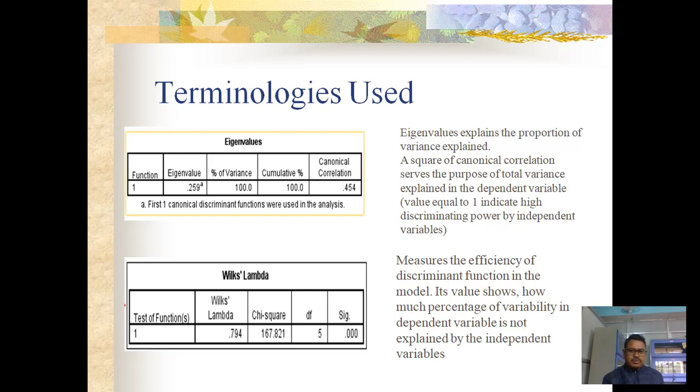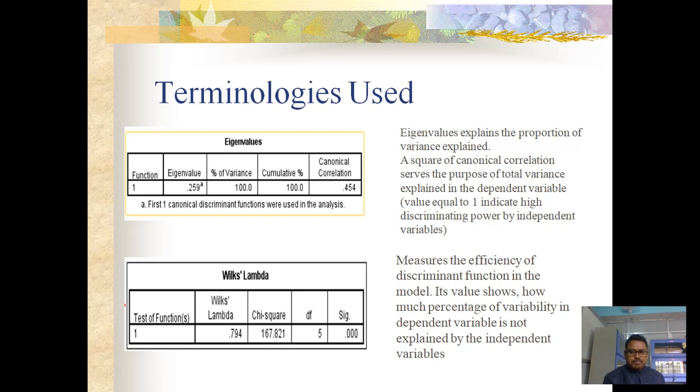R square, so in this case, we can conclude that only 25% of the variance has been explained by the independent variables, right? So it's very much similar to multiple linear regression. Also, the square of canonical correlation serves the purpose of total variance explained in the dependent variable. A value equal to 1 indicates high discriminating power by the independent variable.